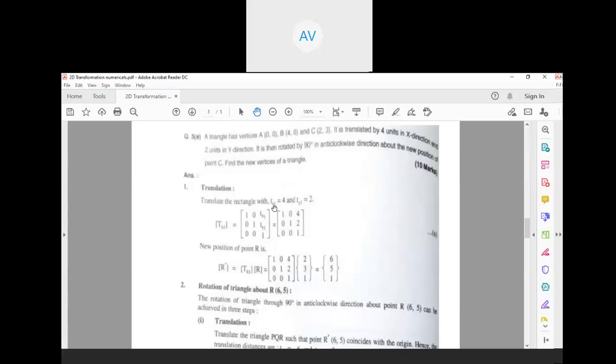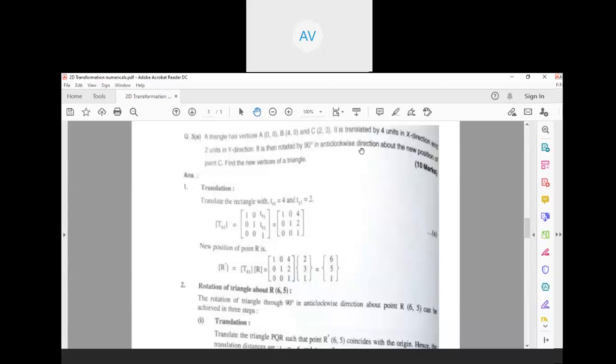So the tx value will be 4 and ty value will be 2. So I have written here 4 and here 2. So the matrix will look like this now. Okay, so the next sentence, what is written, it is then rotated by 90° in anti-clockwise direction.